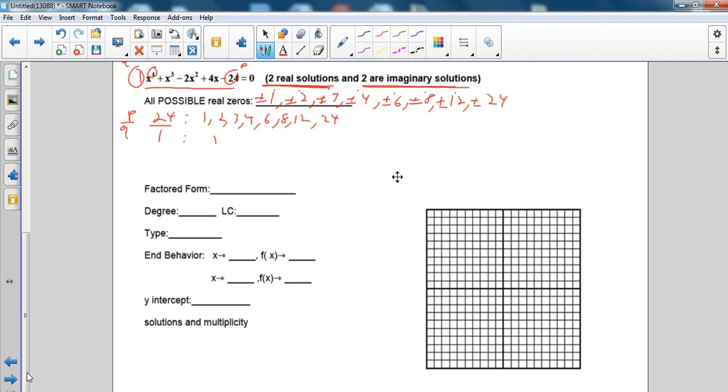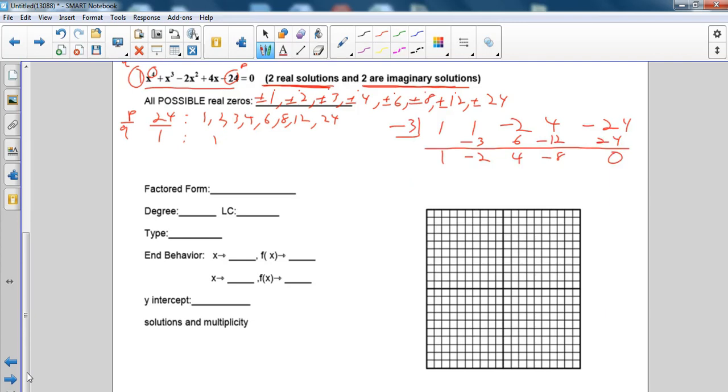So when you're doing your synthetic division, you can use either one of those numbers, -3 or 2. I'm going to do the -3 just for the heck of it. So I have my 1, 1, -2, 4, and -24. Drop down, multiply, add, multiply, add, multiply, add, multiply, add, there's my 0.